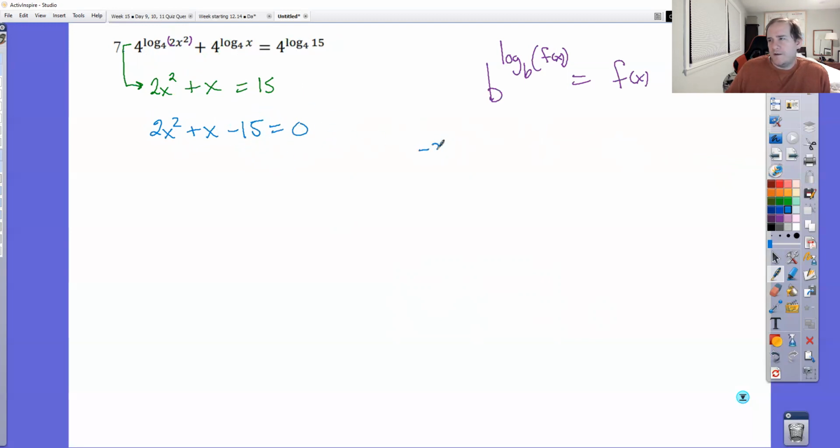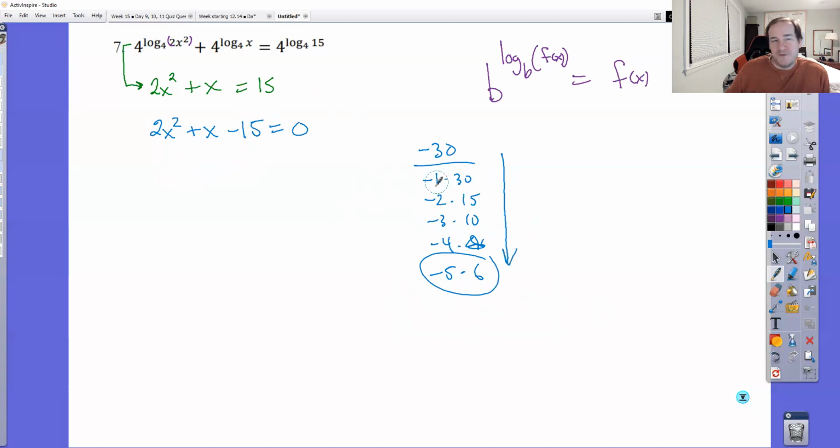So I'm wondering, hey, there wouldn't happen to be any factors of negative 30 that add up to 1, are there? Let's see. Negative 1 and 30? No. Negative 2 and 15? No. Negative 3 and 10? No. Negative 4 and there isn't anything? Negative 5 and 6. Got it. So anyway, for you bad factorers out there, this is your method here. Just start at 1 and keep going up by 1 until you either find it or don't find it.